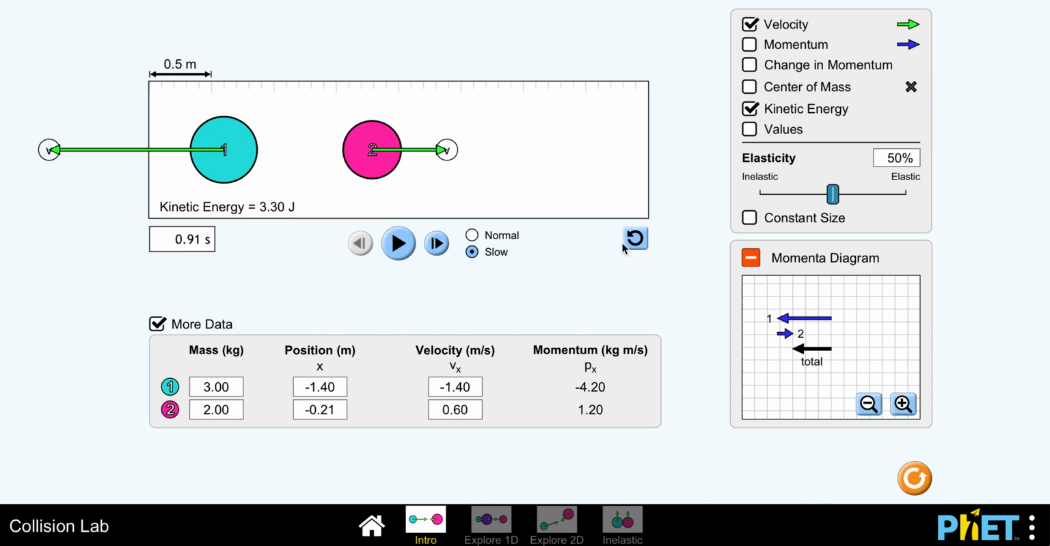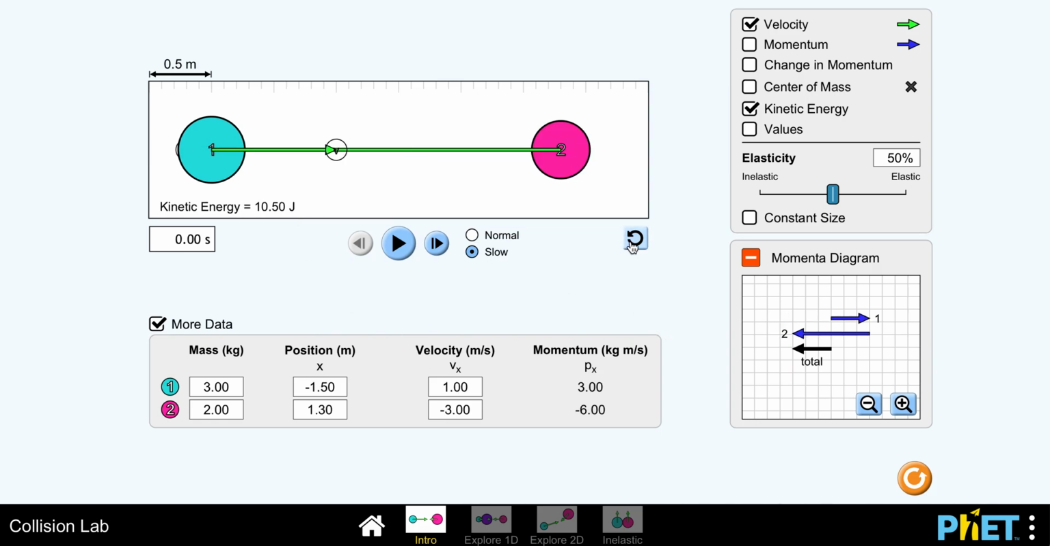It doesn't let me reset it, okay. If I make it even more inelastic, close to 100% inelastic, here we go, let's see what happens there. Again, kinetic energy beforehand is 10.5, and the momentum is going to be conserved.